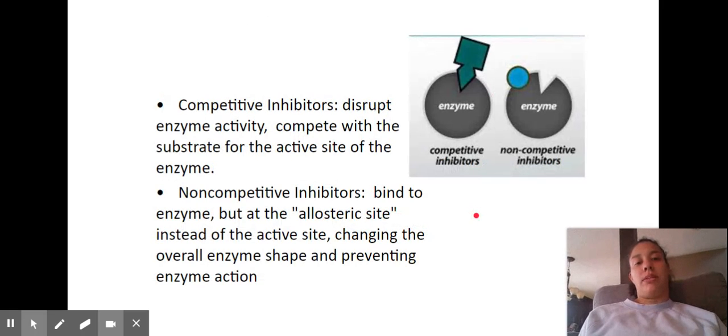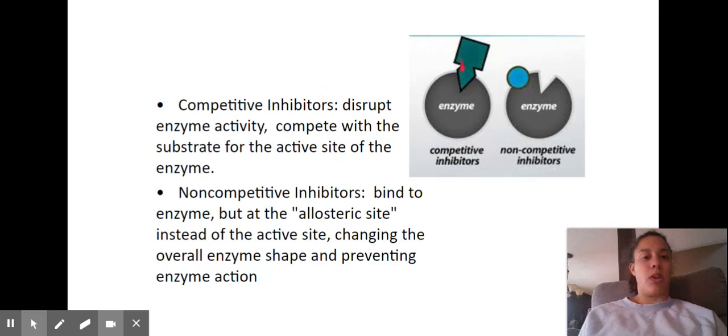The last piece that goes along with enzymes is that there are other factors that can bind to them to stop their function. There are different inhibitors, and hopefully you see the word inhibit and already understand that it means to stop, slow down, or disrupt the overall function. So there are competitive inhibitors. If you're competing against something, you're trying to achieve the same goal, right? So competitive inhibitors are going to compete for the active site.